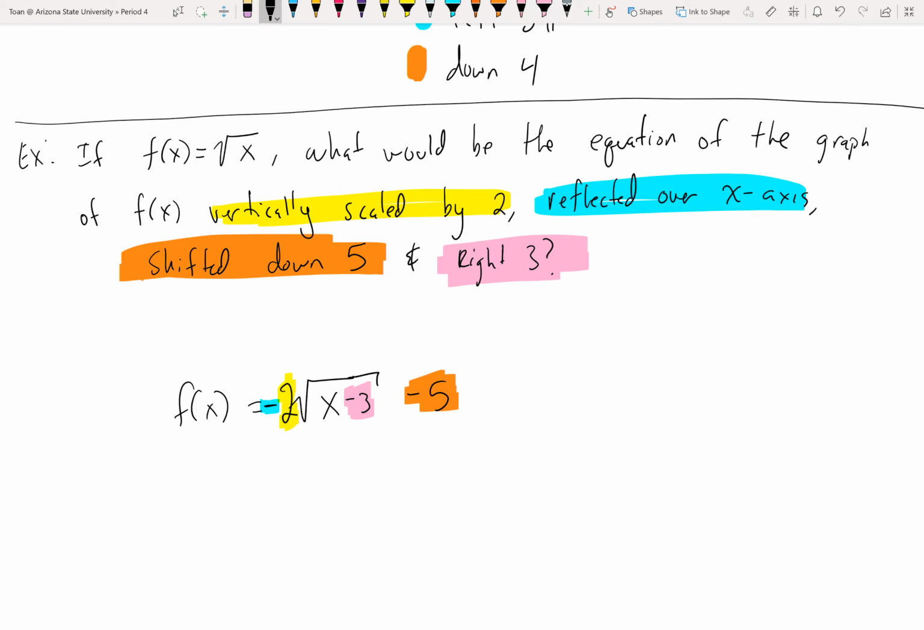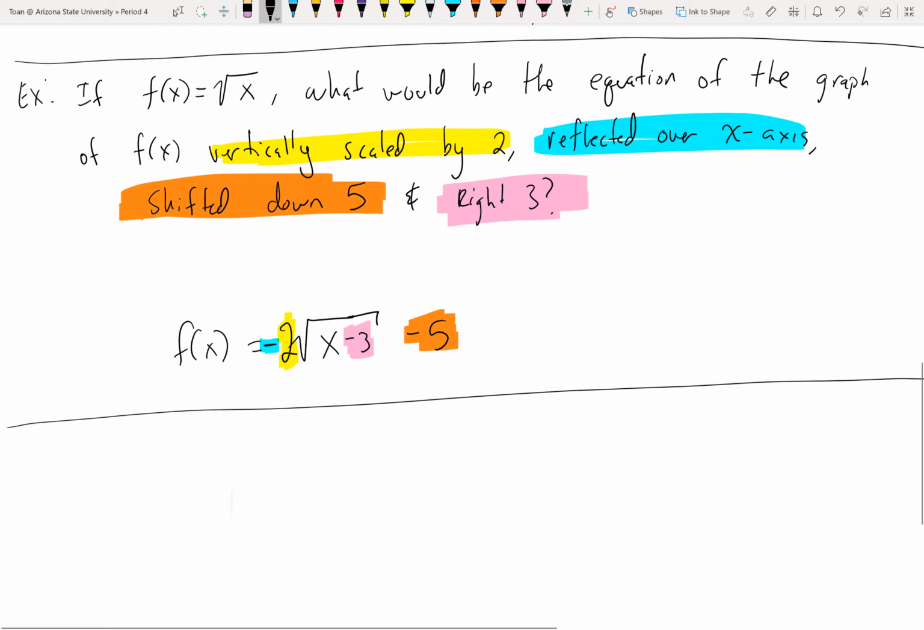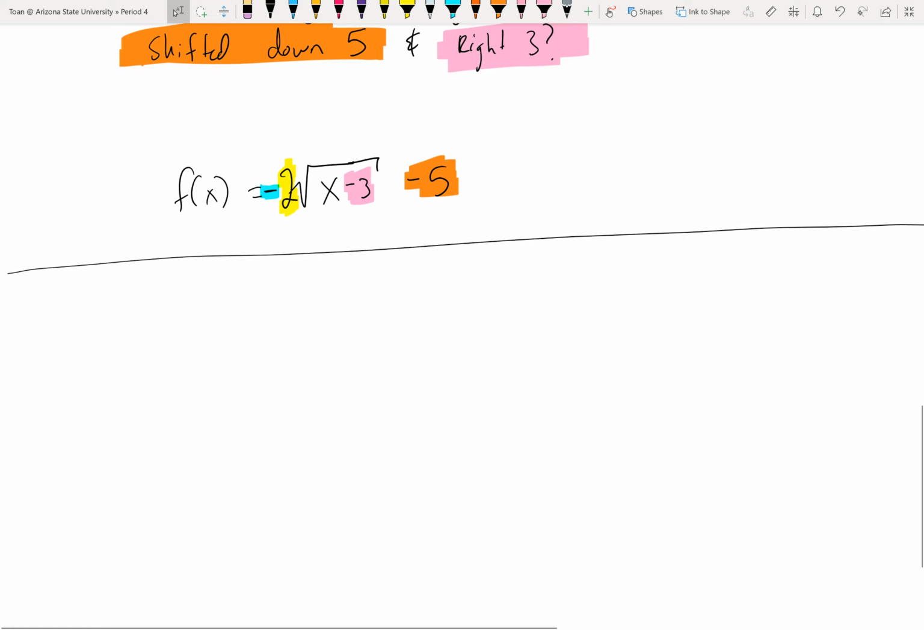So with function transformations, I expect you to know them. I expect you to read it, whether or not I give you an abstract function or an actual function. I expect you to build functions off of transformations. And last but not least, the sole reason why we study transformations, I expect you to graph them.